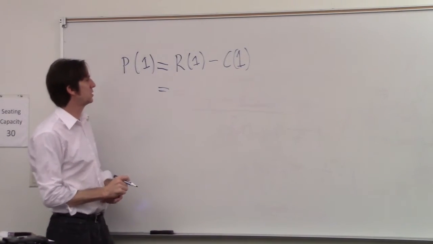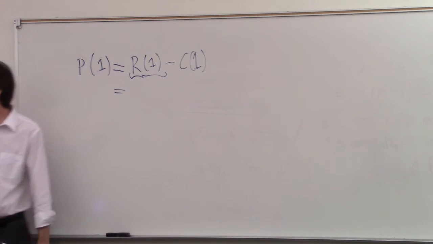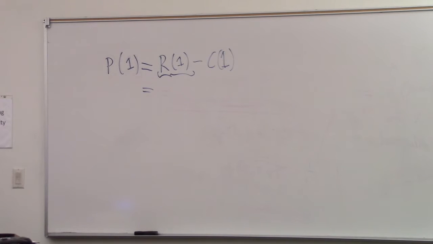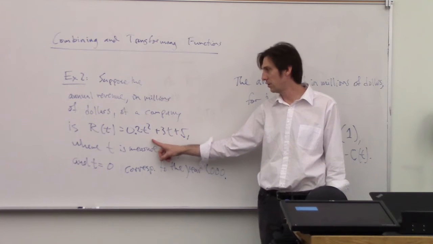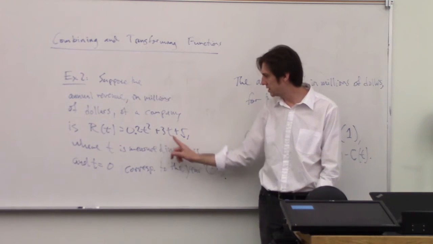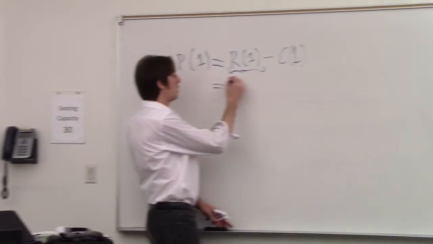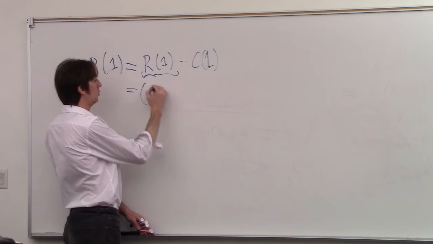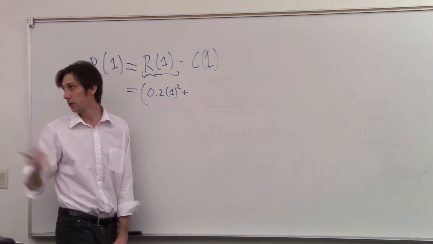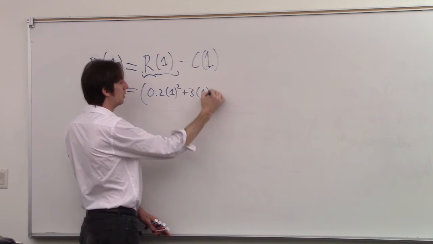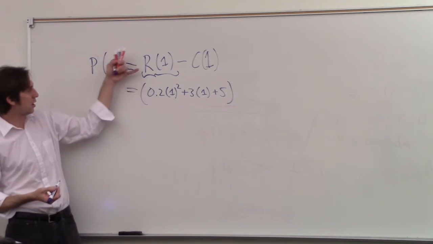Okay, continuing the computation here, how do I find R of 1? Well, the problem told me a formula for R as a function of t. And this time I know that t should be 1. So wherever I see a t in this formula, I'm going to replace it with a 1. In other words, R of 1 turns out to equal 0.2 times 1 squared plus 3 times 1 plus 5. Okay, that whole part in parentheses is the R of 1.